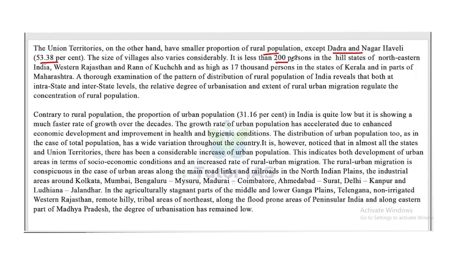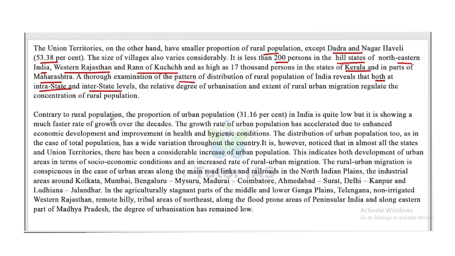It is less than 200 persons in the hill states of northeastern India, western Rajasthan and the Rann of Kutch, and as high as 17,000 persons in the state of Kerala and in parts of Maharashtra. A thorough examination of the pattern of distribution of rural population of India reveals that, at both intrastate and interstate levels, the relative degree of urbanization and the extent of rural-urban migration regulate the concentration of rural population.